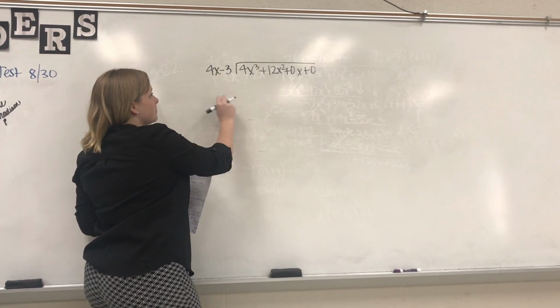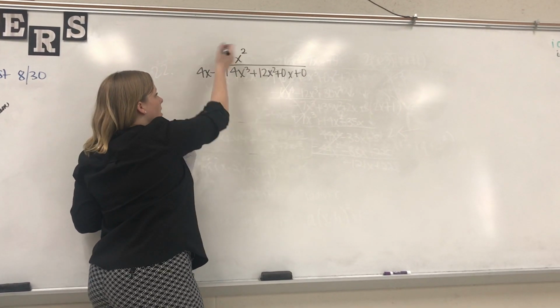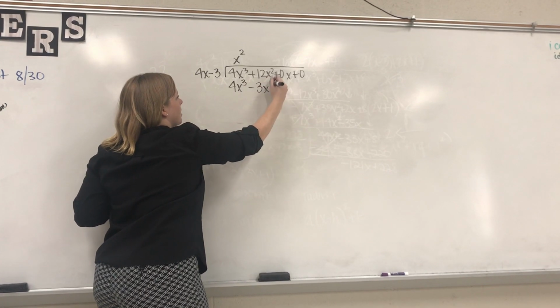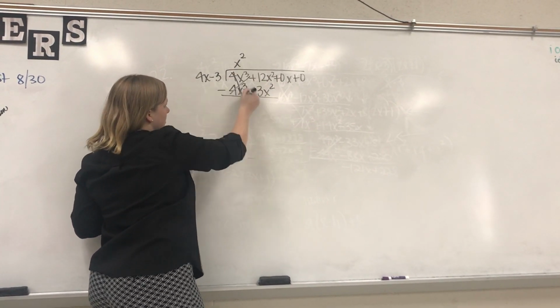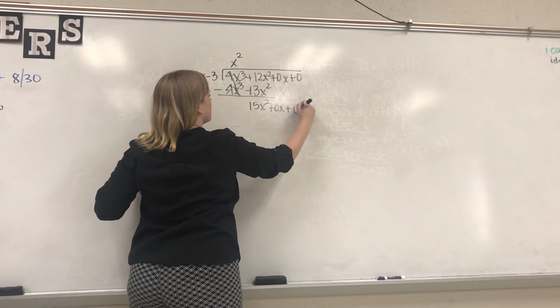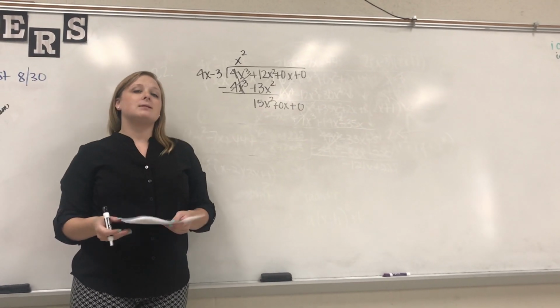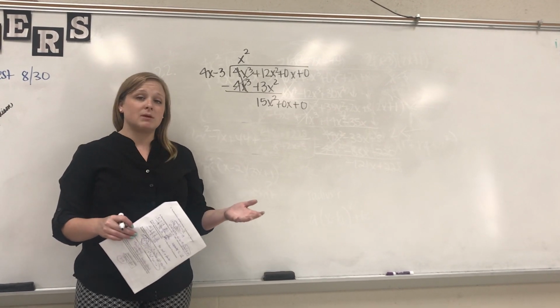What do I multiply 4x by to get to 4x cubed? That's x squared. x squared times 4x is 4x cubed, and minus 3x squared. All my signs change because I'm subtracting. Cancel, and I get 15x squared plus 0x plus 0. So this is what I was talking about. There's no whole number that's going to multiply by 4 to get to 15. It doesn't have to be a whole number. It can be a fraction.